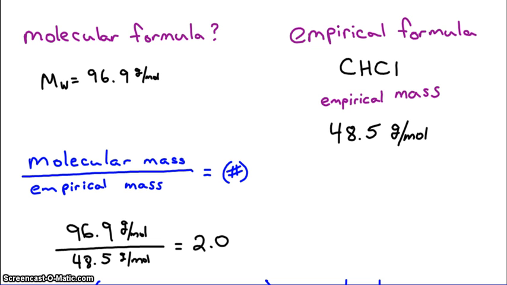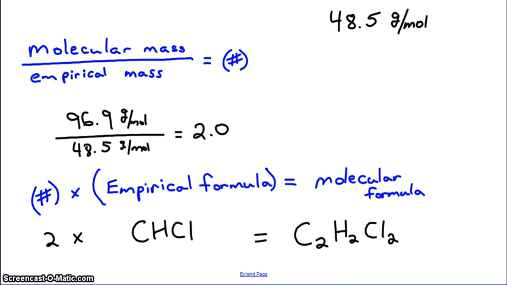Now to determine the molecular formula. We just calculated the molar mass. We can easily determine the empirical mass from the empirical formula. Substituting in the molecular mass and the empirical mass, doing the math, we get 2. Then taking that number 2, multiplying it through the empirical formula, we get a molecular formula of C2H2Cl2.